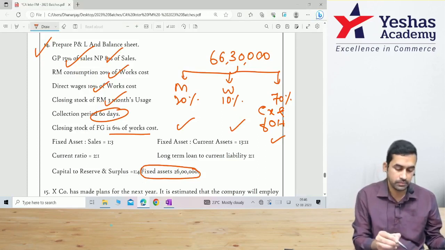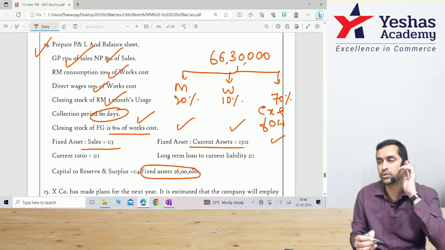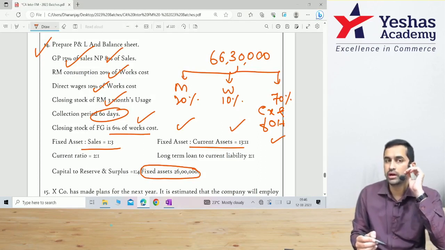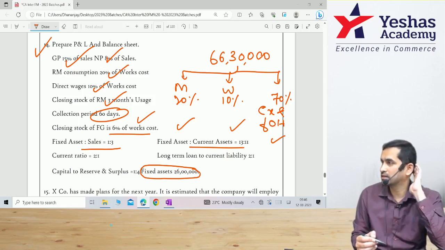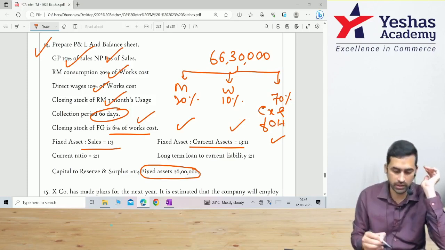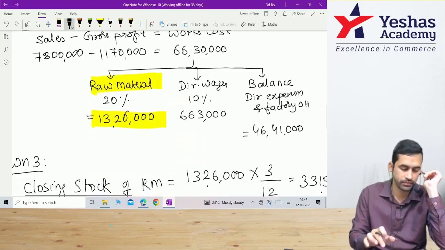Let's go back. Fixed asset to sales is done. Fixed asset to current asset we can do now. Now out of current asset we already have two numbers. Balance will be other current asset, or you can write it as cash and bank balance. Easy working note. Go ahead, do this.